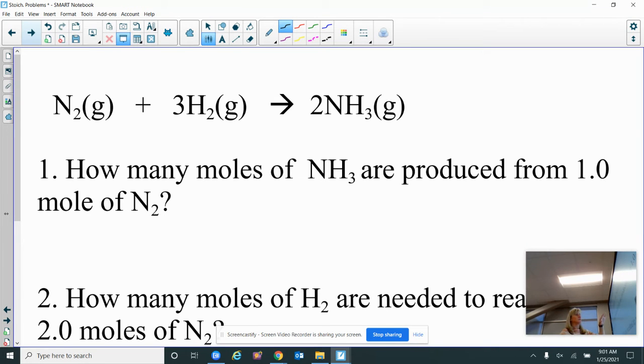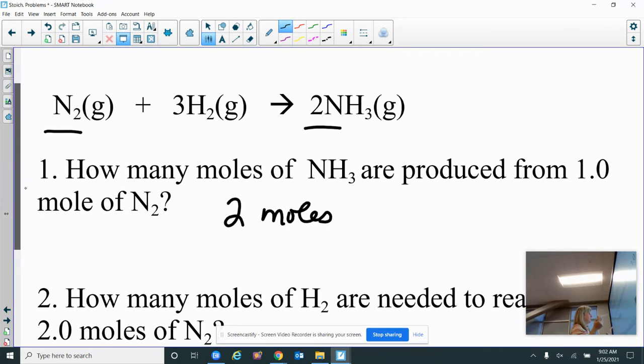So how many moles of NH3 are produced from 1 mole of N2? Well, for that one, we can just look to the equation. There's 1 mole of N2, and how many moles of NH3? 2. So our answer is 2 moles. We didn't have to do any calculations because that exactly matched our equation.